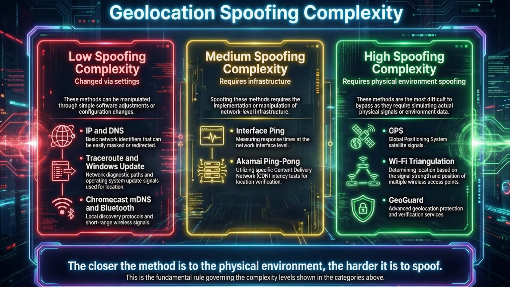Elementary simple, nothing complicated. More complex, but nevertheless easy to replace anyway if you know about them, are the interface ping system and Akamai ping pong. Just one server in the US solves the entire stack of problems. Well, the high complexity of the substitution is GPS, Wi-Fi triangulation, and a full range of GeoGuard techniques.